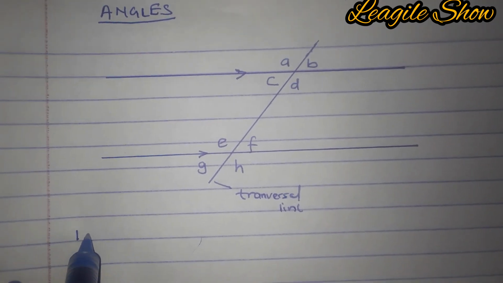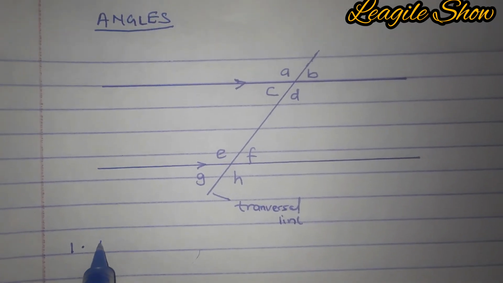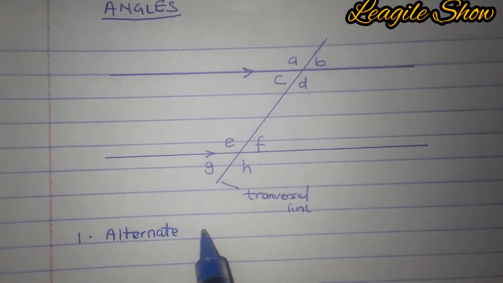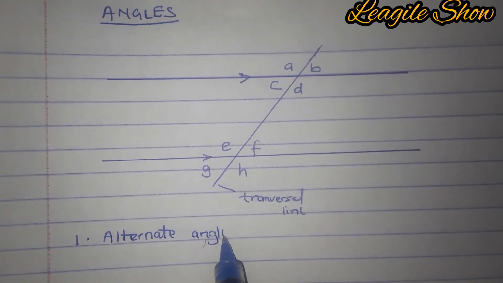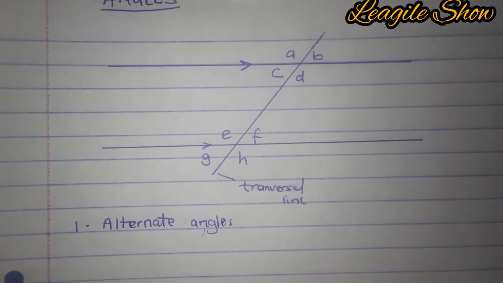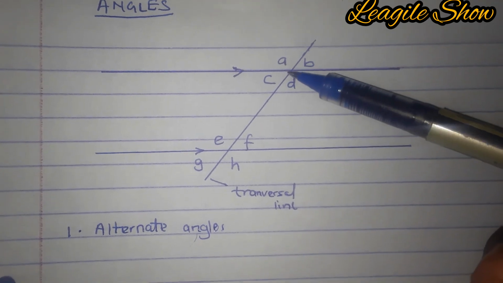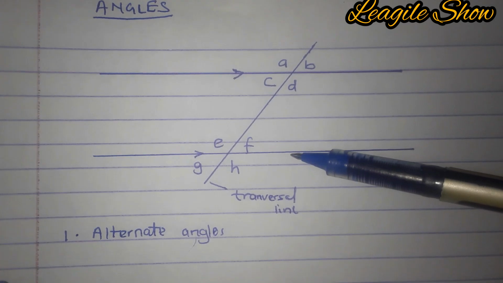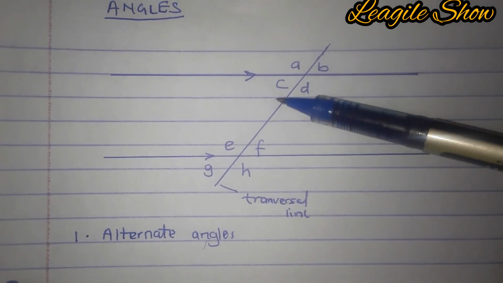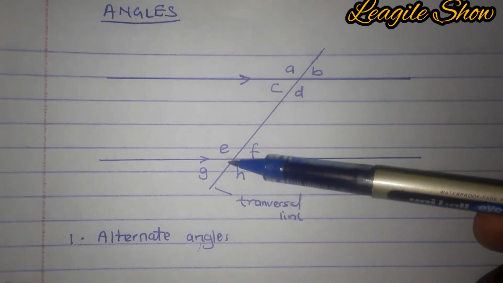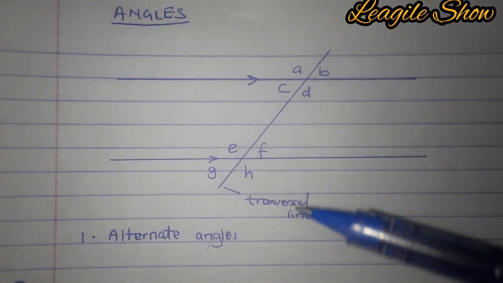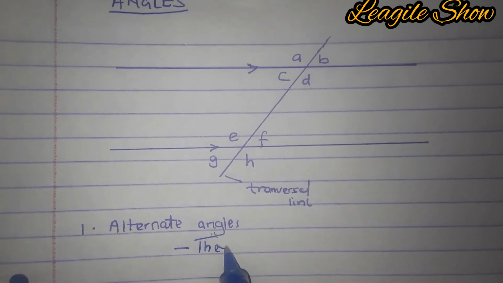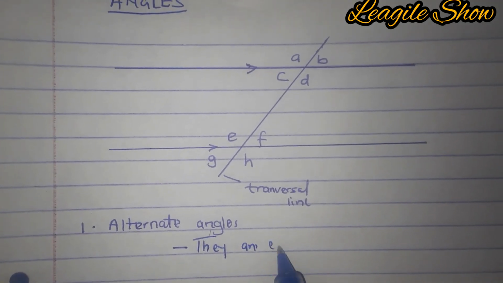The first angle we are going to look at is what is called alternate angles. So alternate angles, these are angles which are actually within the parallel lines, but they are on opposite sides of the transversal line. And what you need to know about the alternate angles is that they are equal.